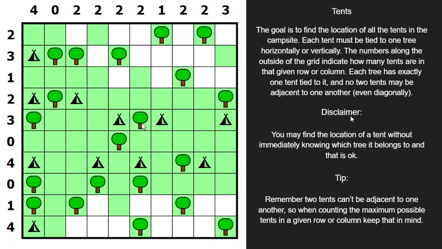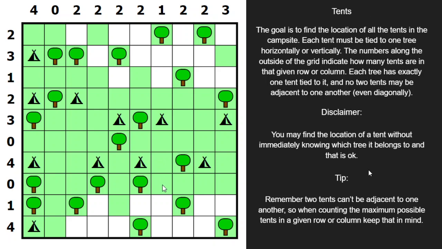Like we look at this tree here and you say, well, which tent belongs to this tree? It doesn't necessarily matter always. Here you can clearly see that this tent belongs to this tree because this tent belongs to that tree, but that's not so important, at least not always. So don't get caught up too much. Sometimes you can find the location of a tent without necessarily knowing which tree it belongs to, and that's fine.